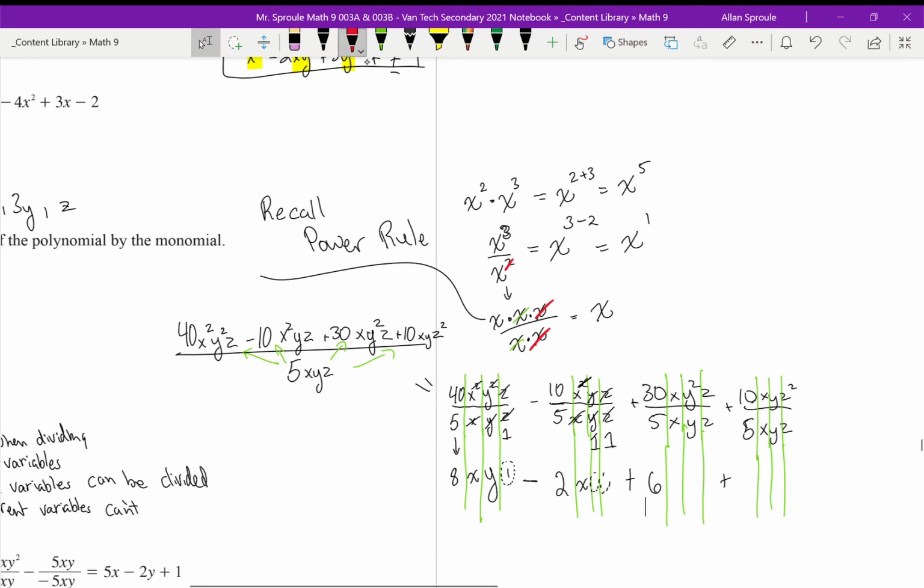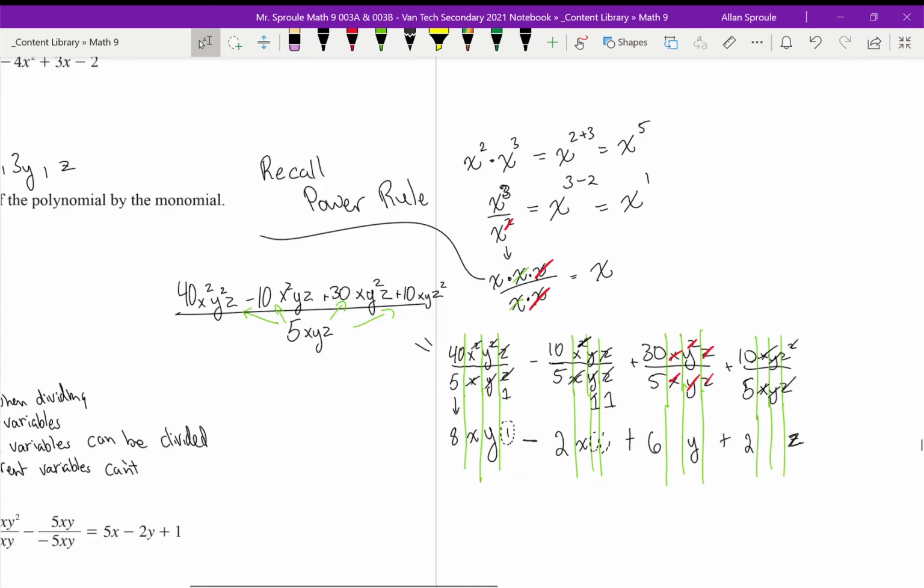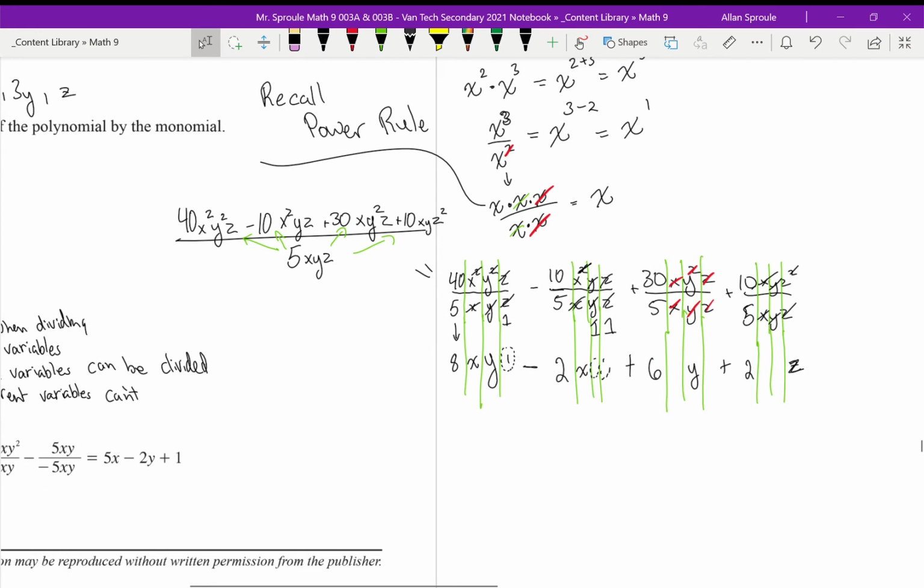X divided by x, so these actually cancel out now. This cancels out with this one down here, and then these two cancel out. So the only thing that I'm left with is actually a y in this case. And then the 10 and the 5 are reduced to give me 2. The x's cancel out, the y's cancel out, and the z cancels out with one of the z's. So I'm left with a z. So then, bringing this all together, writing it a little bit simpler, I have 8xy, negative 2x, plus 6y, plus 2z.